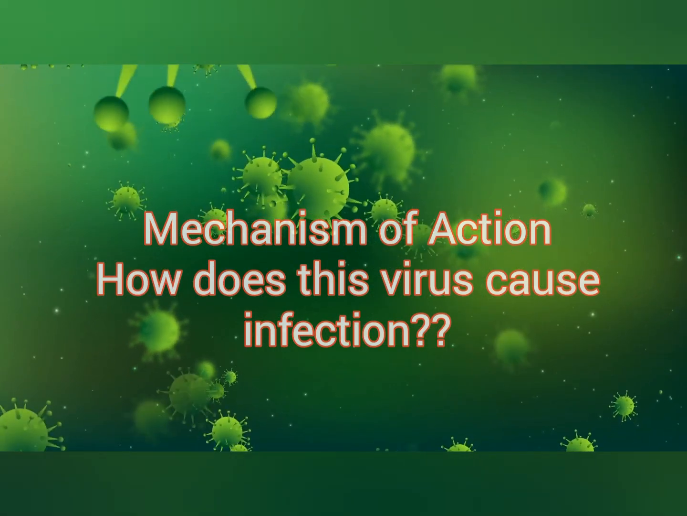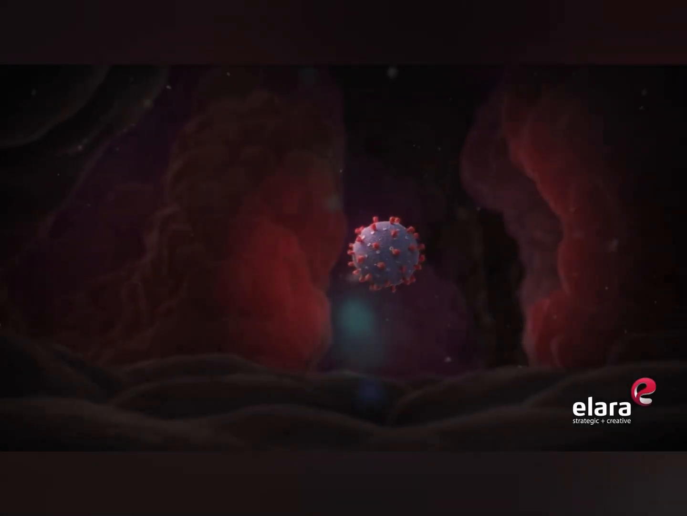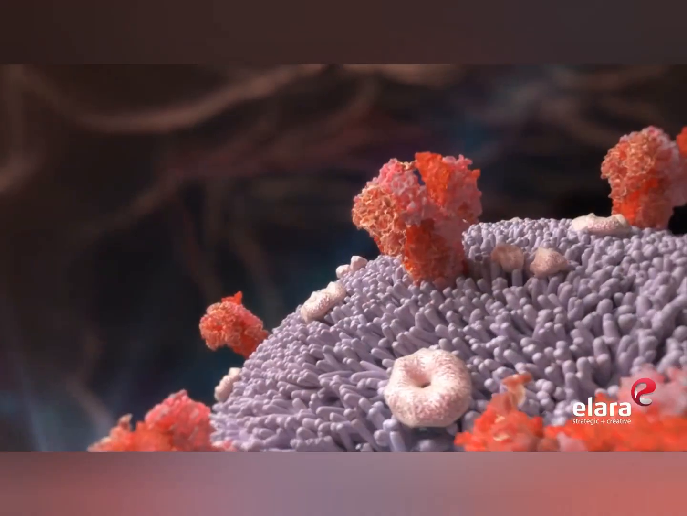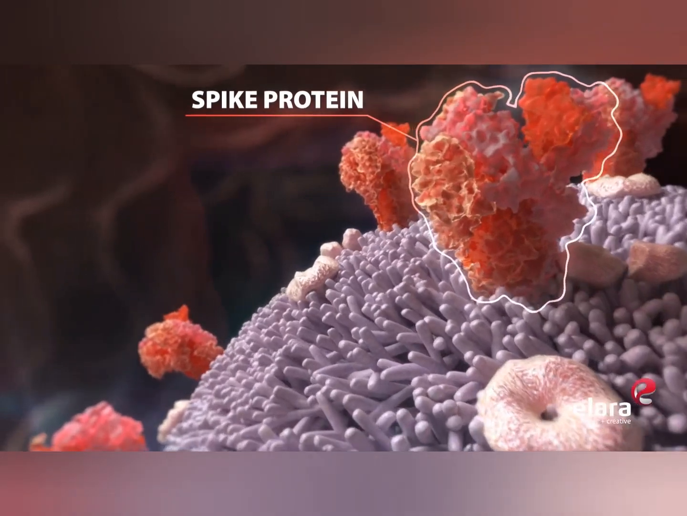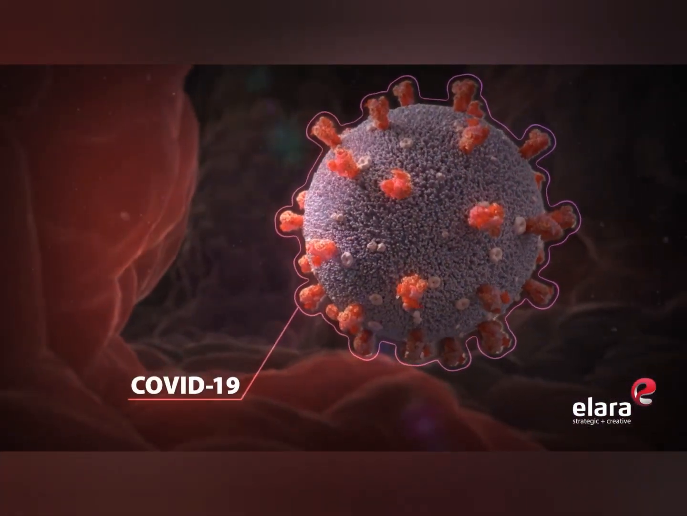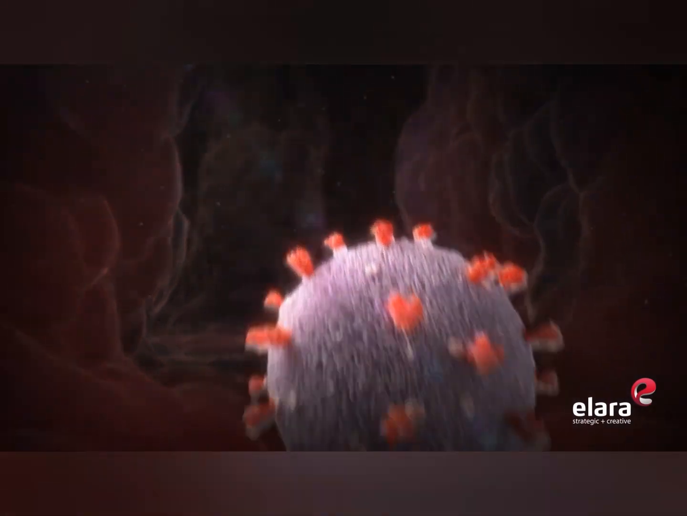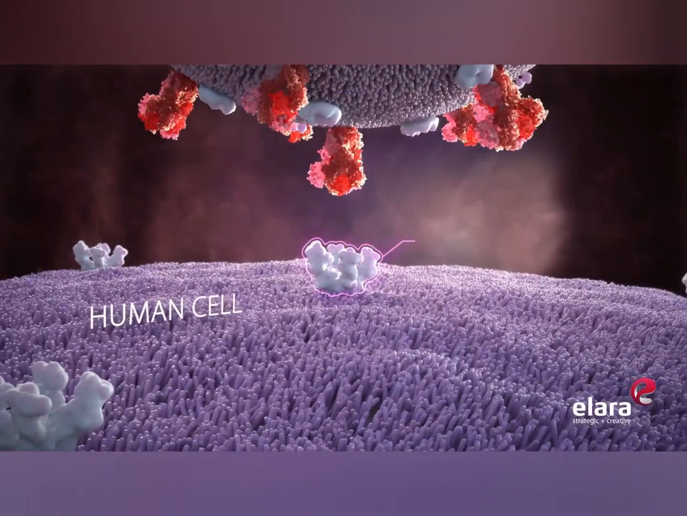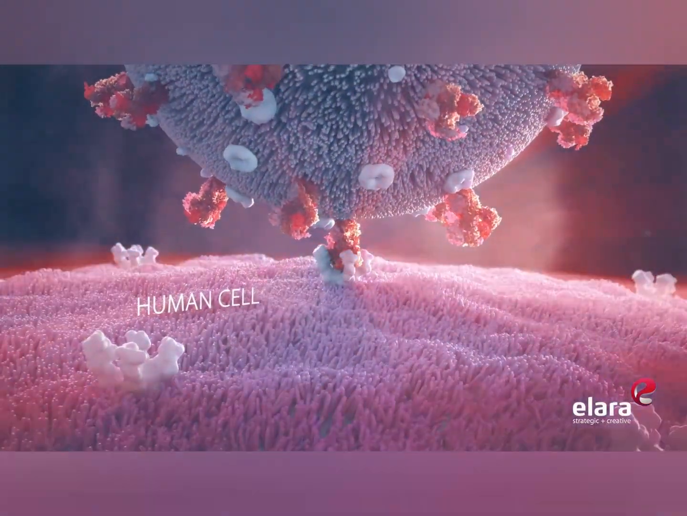Mechanism of action. How does this virus cause infection? It begins with the spike that gives coronaviruses their name. A coronavirus is surrounded by a fatty outer layer, and on the surface of this layer is the corona or spikes made of protein. On the surface of human cells is an enzyme called ACE2, which acts as the receptor that enables corona to launch its attack.